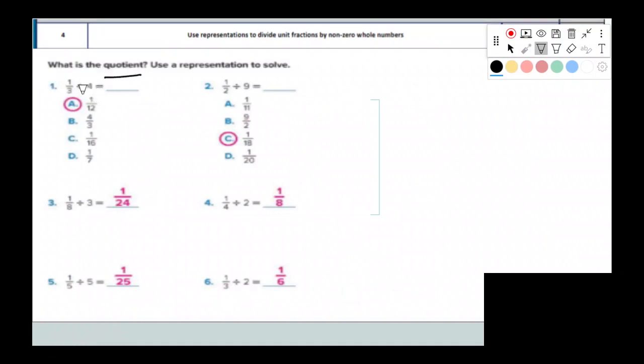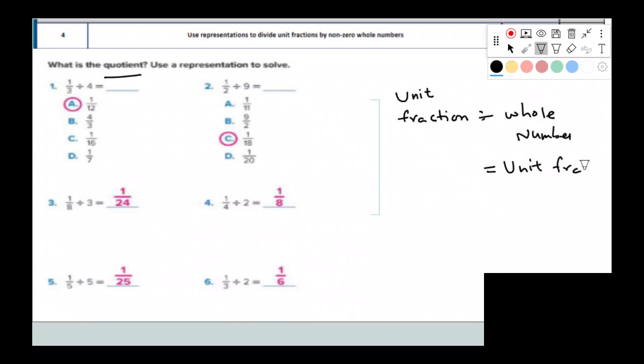So quotient is when you divide two numbers, the answer that you get is called the quotient. Now this is different from the previous questions. What are we doing here? In these questions, we are dividing the unit fraction by the whole number. So when you divide the unit fraction by a whole number, the quotient you'll get is a unit fraction.